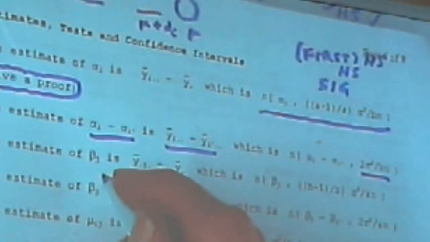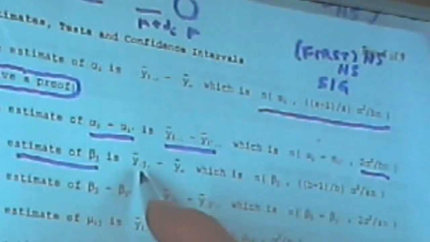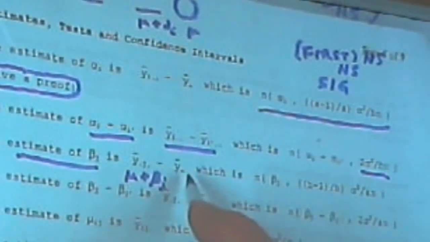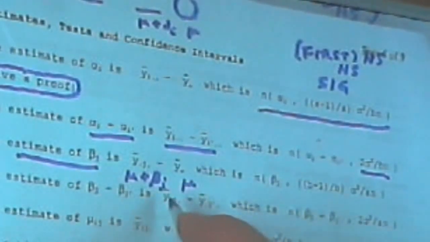All right, so now we turn to the column parameter, beta j. How do we estimate that? Well, y bar dot j dot estimates mu plus beta j. And then if we subtract off y bar triple dot, which estimates mu, the difference cancels out the mu's and we're left with just beta j. So that's, again by the same argument, an intuitively reasonable estimate for the column effect beta j.